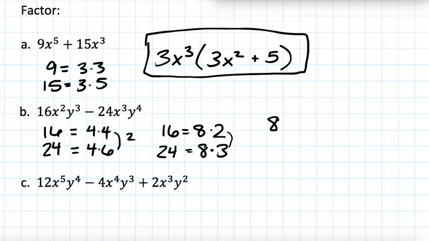On x, the smallest number of x's that I have is 2. I have x squared and x to the third. And then y, the smallest exponent that I have on y is 3. So that goes on the outside.